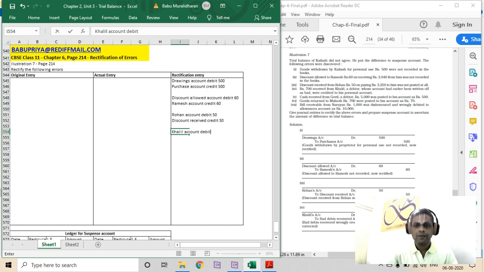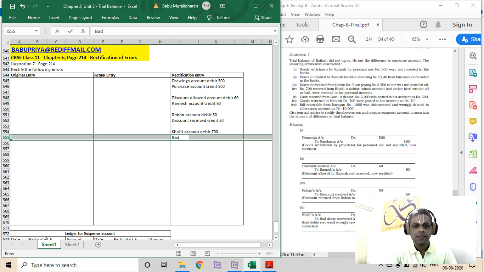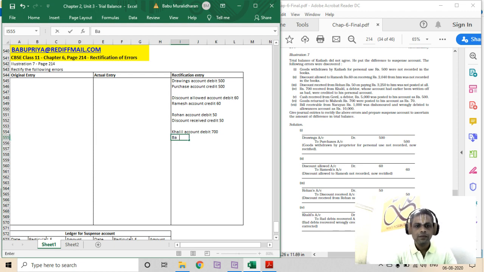Khalil account debit 700. Bad debts recovered credit 700.